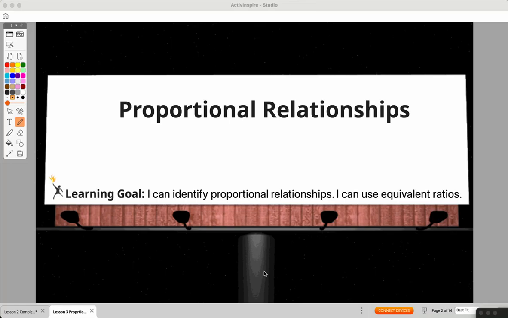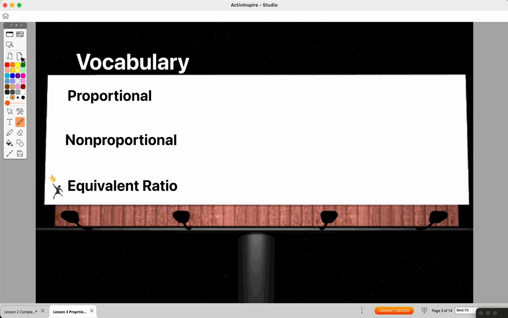All right. Let's take a look at proportional relationships. You're looking really at being able to identify what is a proportional relationship, and I can use my equivalent ratios that I talked about and used yesterday to work on those. So first thing we've got to get is the idea of what proportional is.